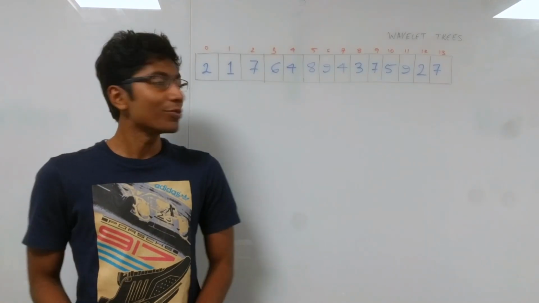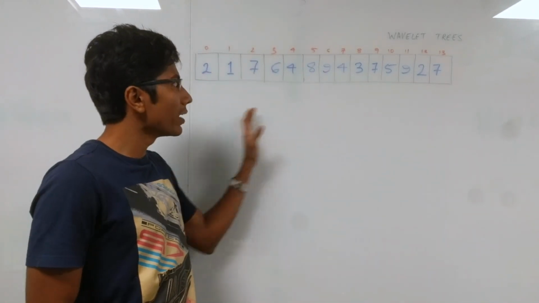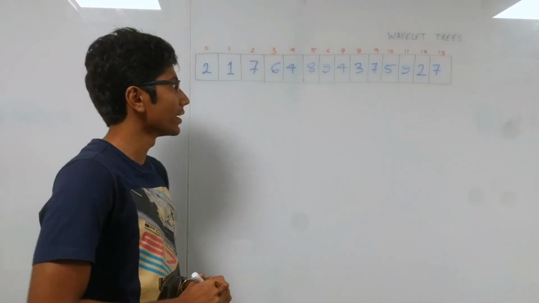Initially, as usual, we have an array given to us, and this array is of size 13. You see that the elements are randomly ordered. There's no sorting or anything done yet.